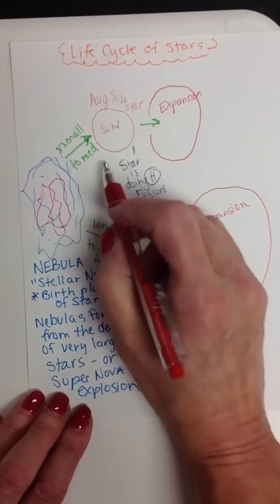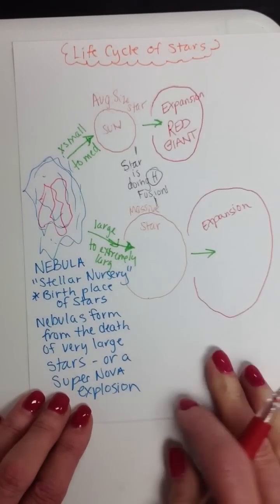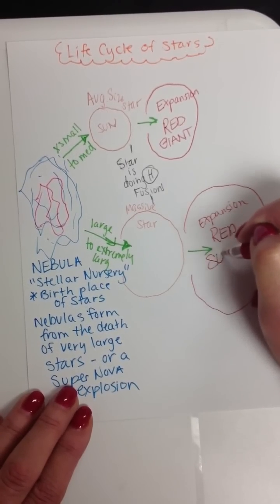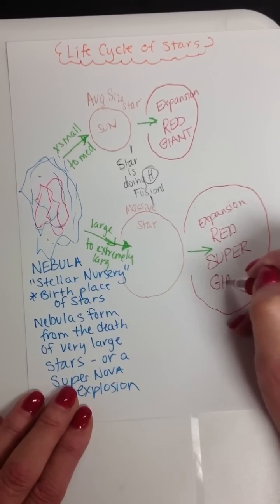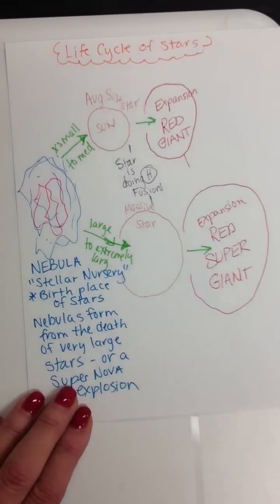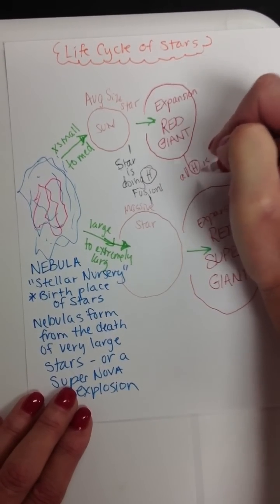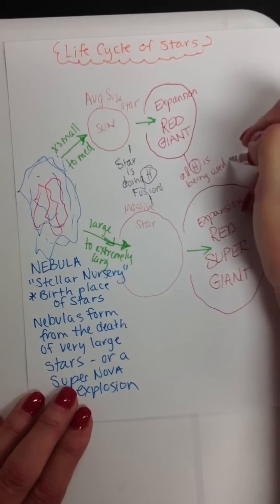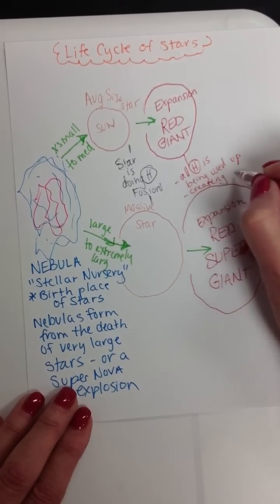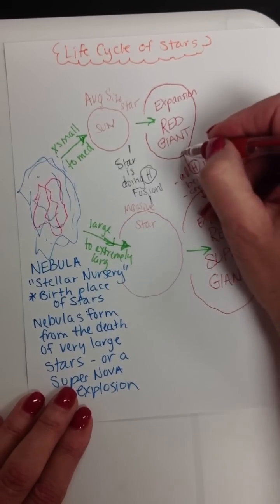Our star, or a small to medium-sized star, is going to expand to create a red giant. But a massive star is going to expand to create a red supergiant, obviously, supergiant implying that it's larger than just the giant. And this is when it's starting to die off. All the hydrogen is being used up, and it's creating heavier and heavier elements. That's when this expansion will begin.